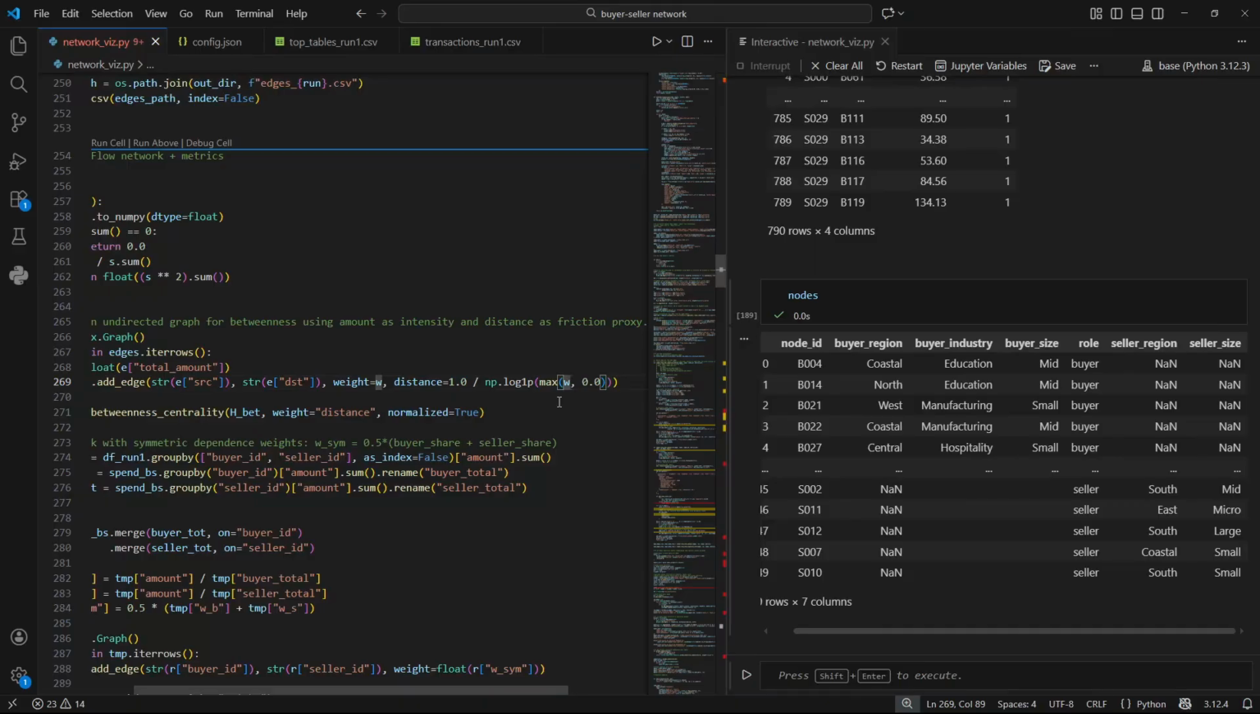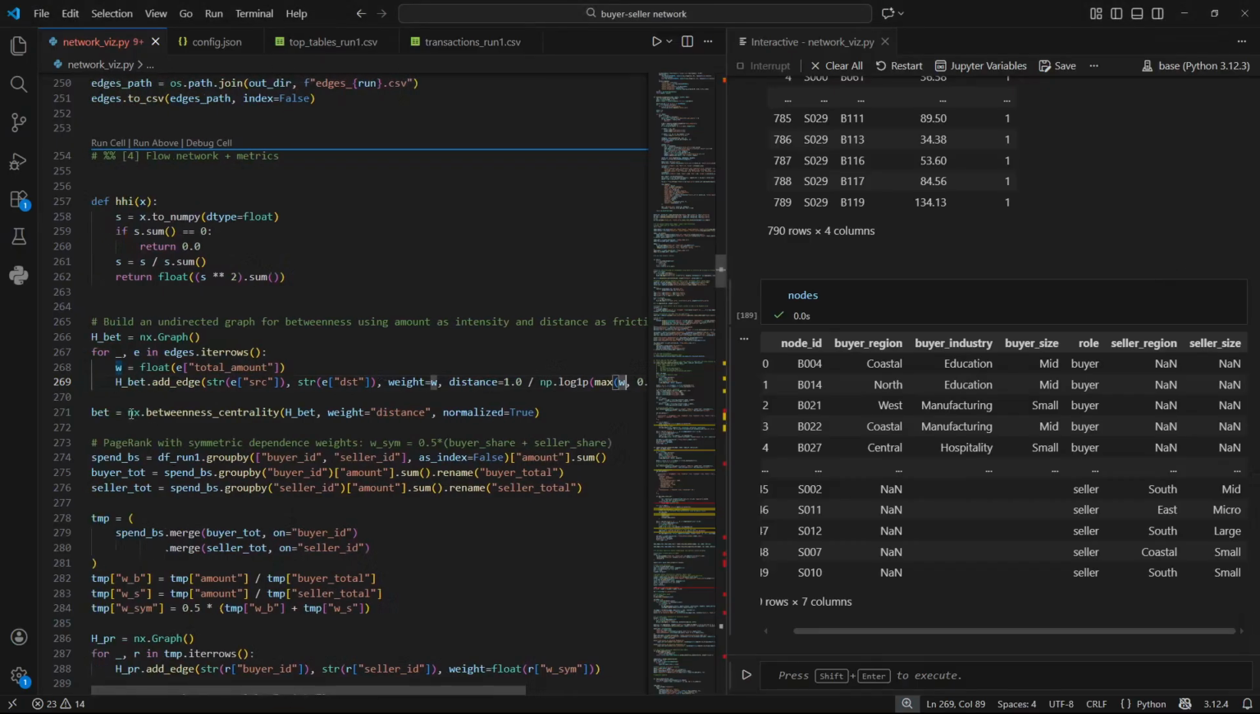But the biggest thing here is that if there is a higher amount of sale between a buyer and seller, we translate this as a lower distance, lower friction. So that's how we define that inverse relation between distance and amount. Right? So that is the key. And again, we use log because spend is heavy-tailed and we want that diminishing return. So if there is one giant edge, it doesn't dominate every shortest path. Just to give you that quick intuition.